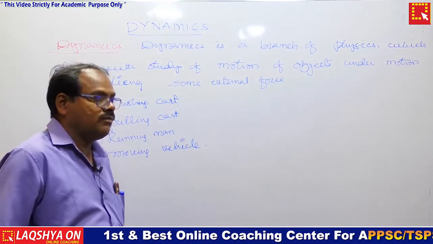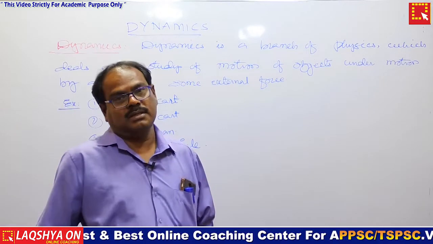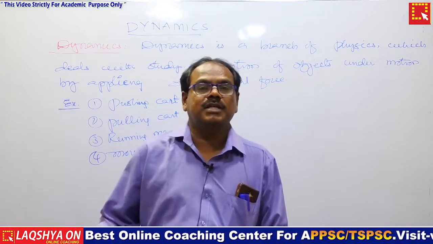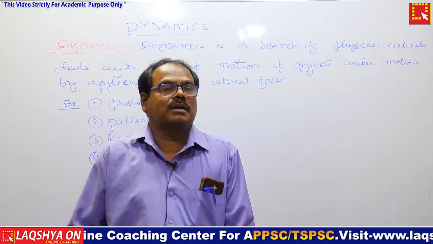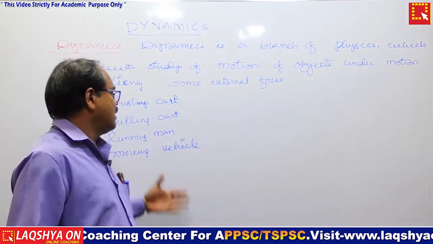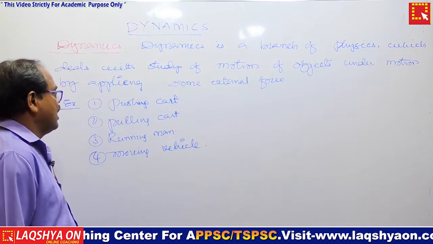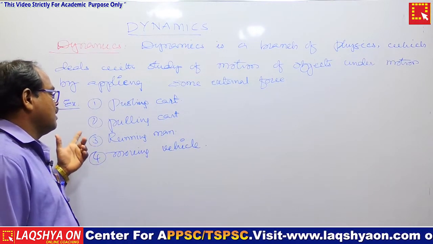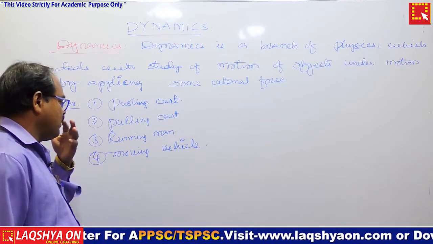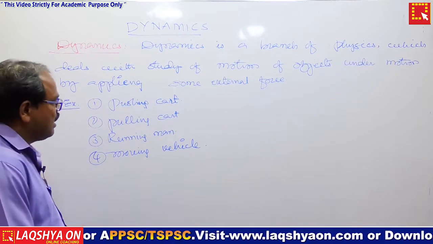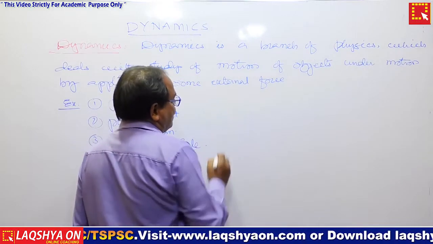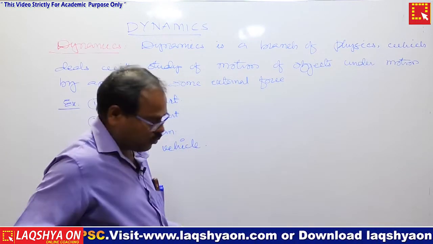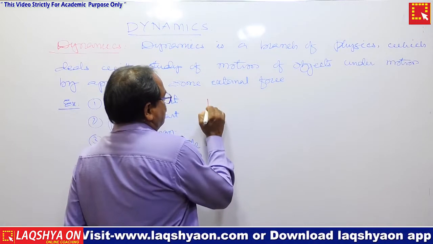The subject dealing with such properties is known as dynamics. Dynamics is a branch of physics which deals with the study of motion of objects under motion by applying some external force. And these are the examples for dynamics: pushing a cart, pulling a cart, a running man, and a moving vehicle. Now let us learn momentum. What is momentum? The definition of momentum.